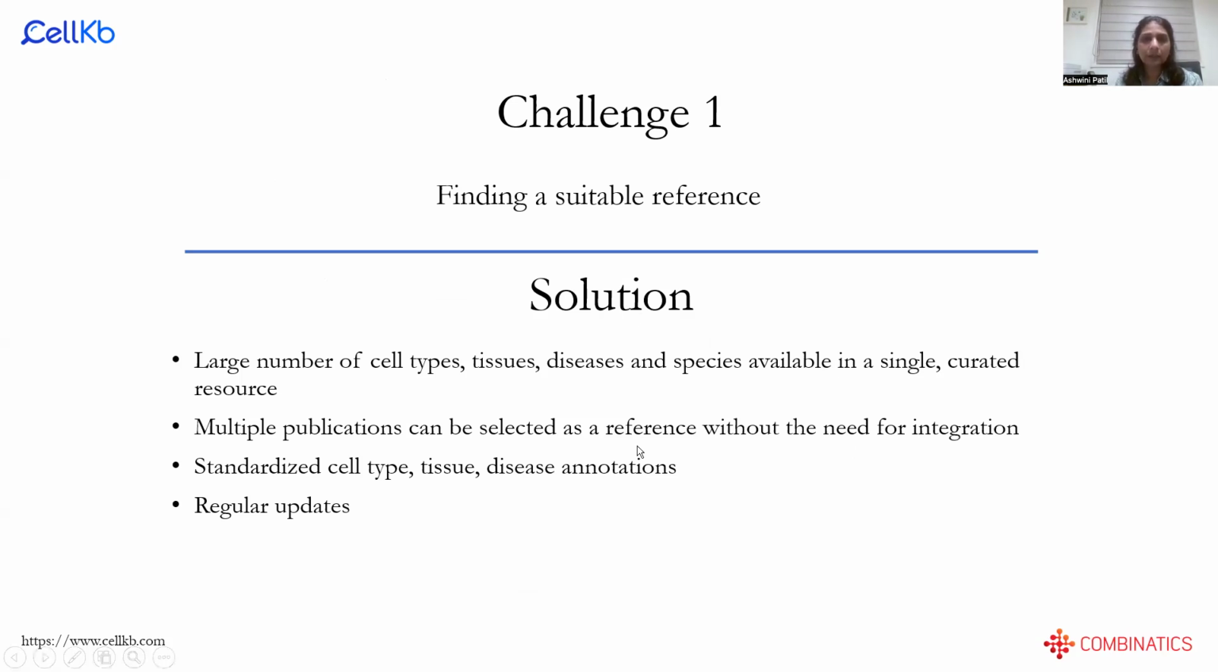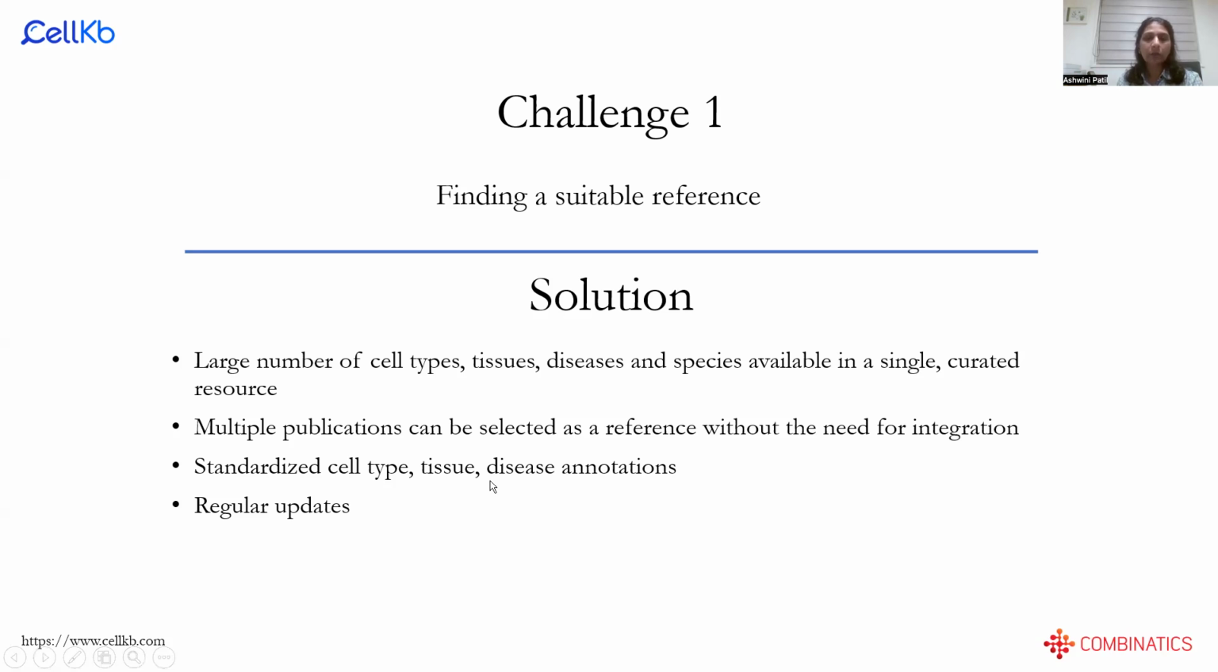So, to address the two challenges: first is finding a suitable reference. This you don't need to do with CellKb, because we have already generated a reference using high quality signatures. We have a large number of cell types, tissues, diseases, and species available in a single curated resource. Multiple publications can be selected as reference without the need for integration. So you can select hundreds of papers to compare your cells or clusters with, without integrating, because we check against the cell type signatures from each paper.